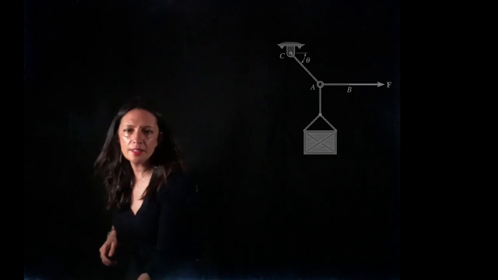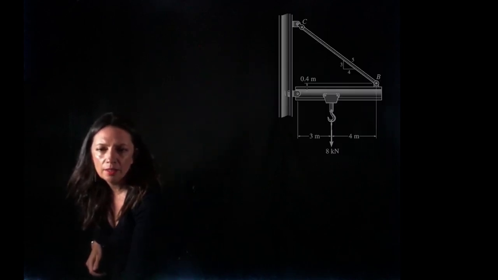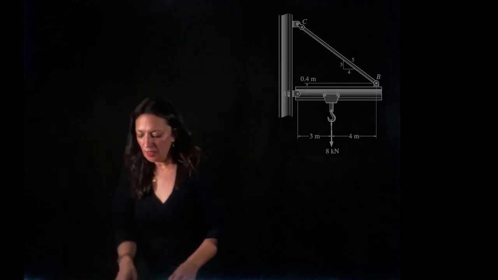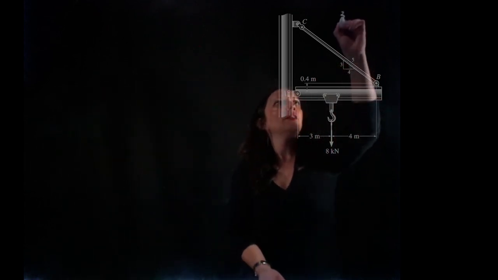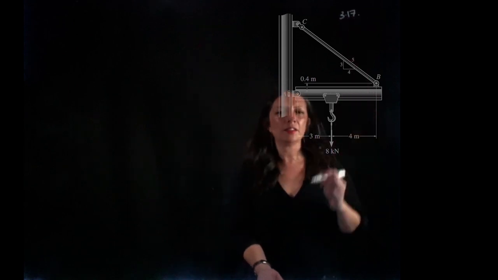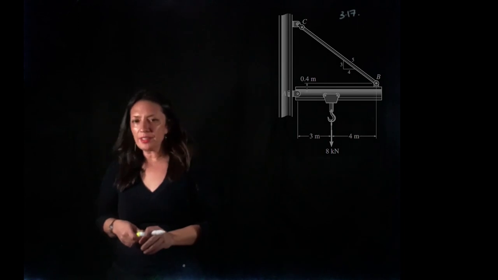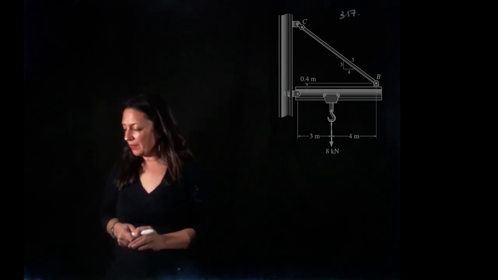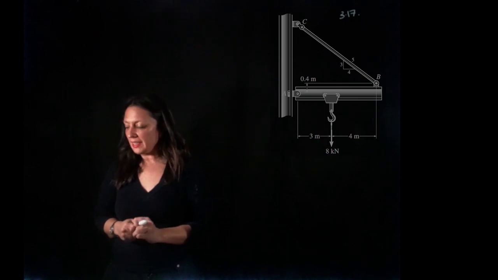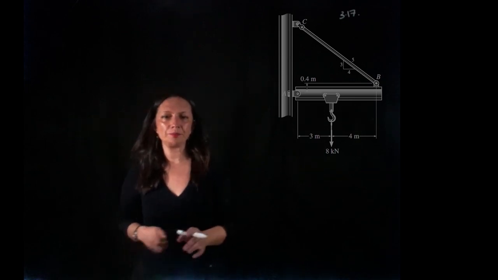Okay, so this is going to be, let's just change this question. Alright, so this is problem 3.17 from your book. And the question says, draw the free body diagram of the jib crane AB, which is pin connected at A and supported by member BC, and neglect the weight of the crane.